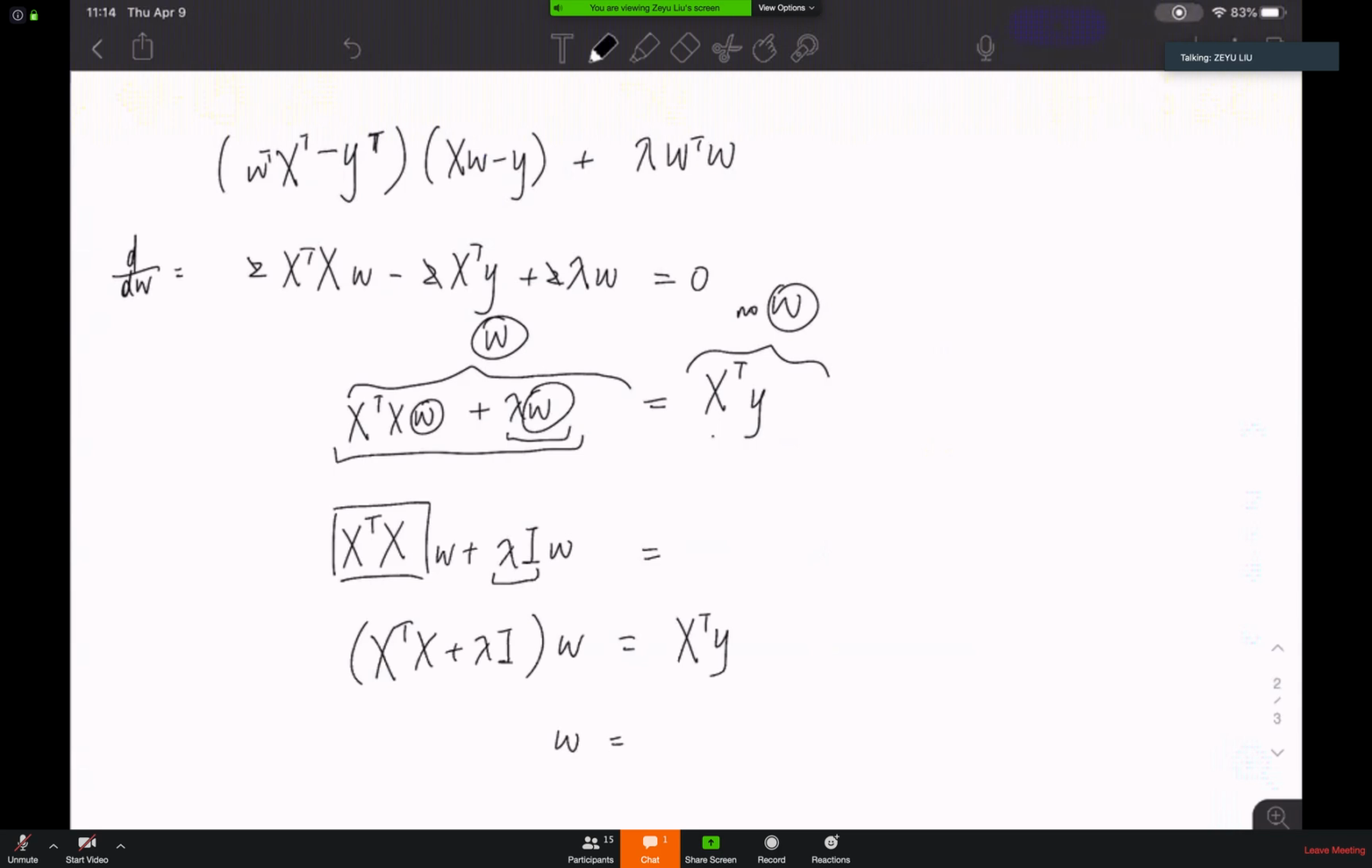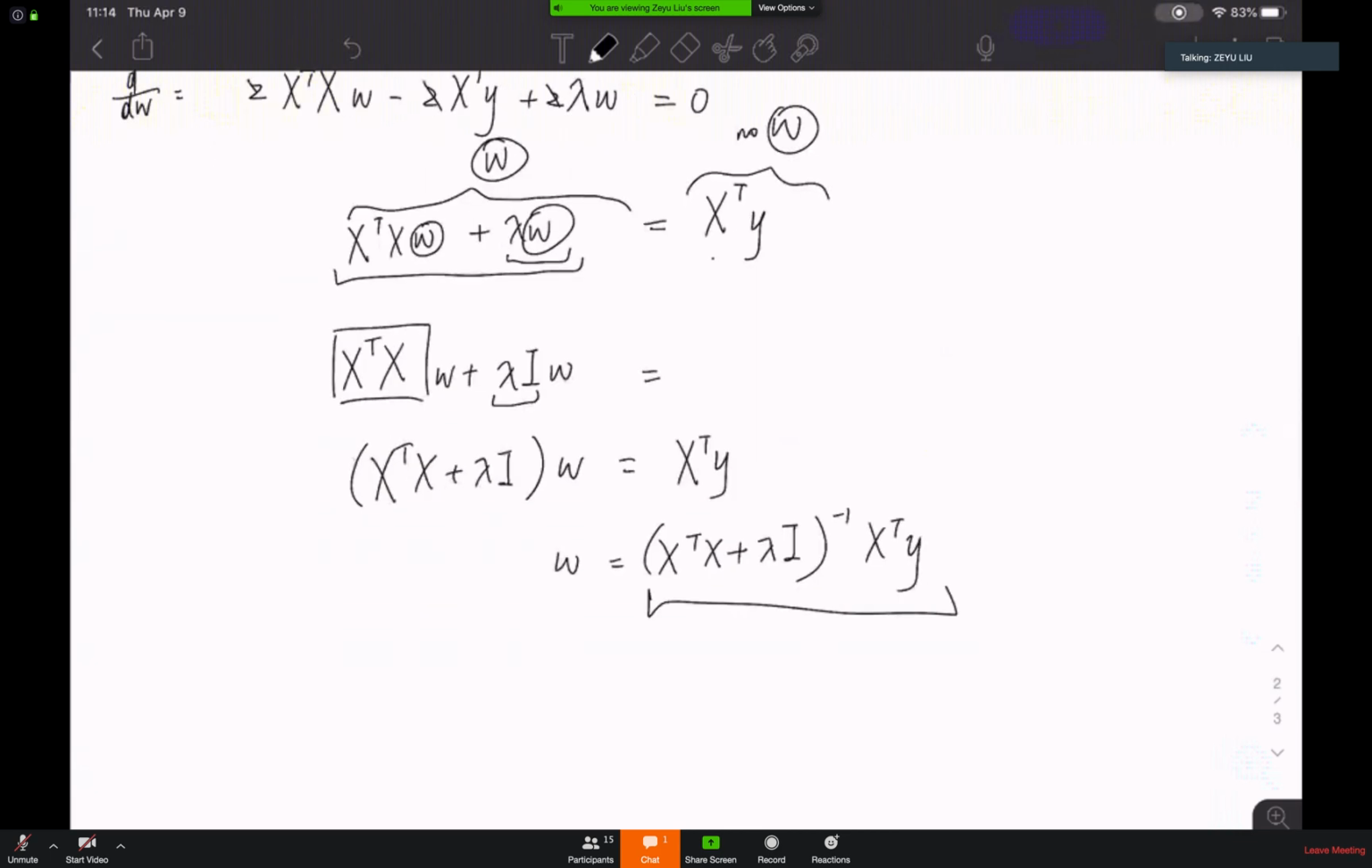And then we do the similar thing, multiply by the left of its inverse. We'll have this as the result of our ridge regression. This is the closed form solution for ridge regression, which I think will be discussed in the next lecture.